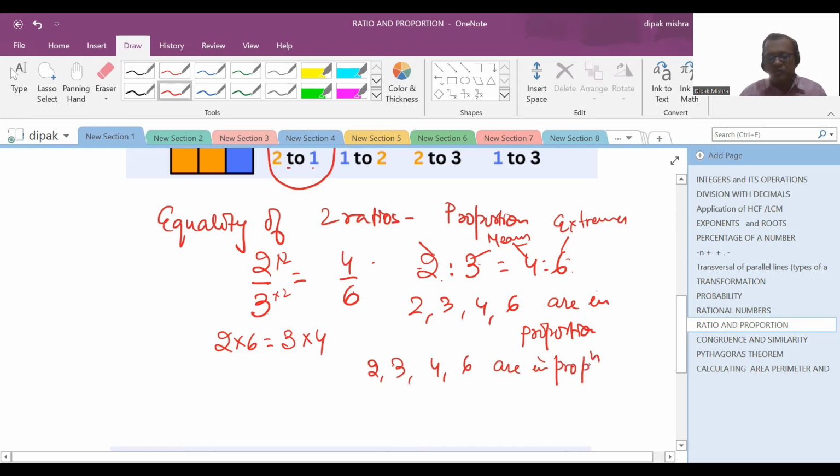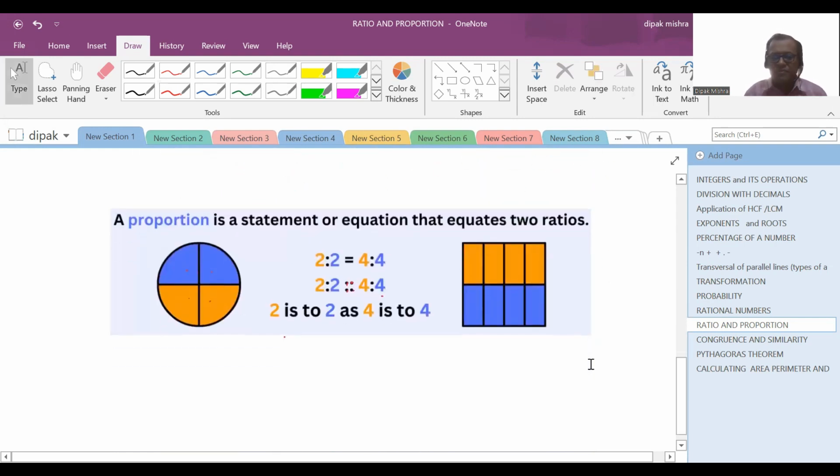I'm giving you a very simple example. Proportion is basically a statement that equates two ratios. Here we are seeing 2 blue and 2 orange. Here we are seeing 4 orange and 4 blue. So the ratio of blue and orange is the same in both cases. That's why the ratios of these two figures are in proportion to each other.